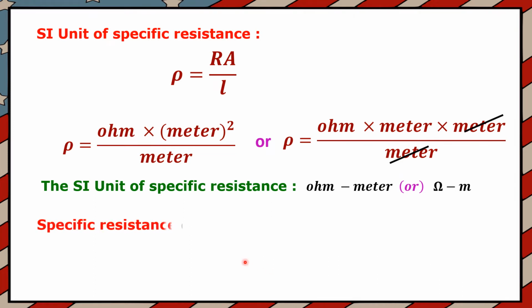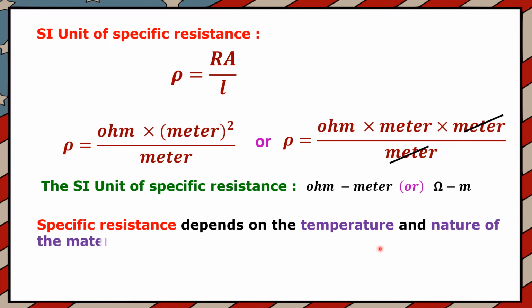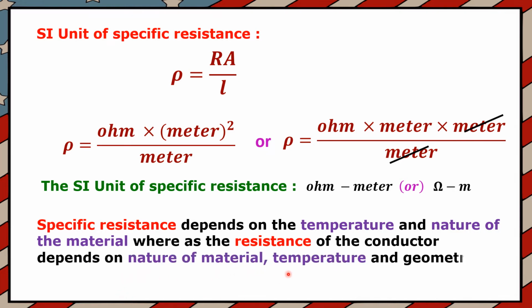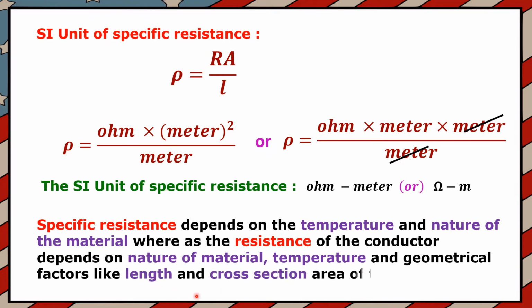And specific resistance depends on the temperature and nature of the material, whereas the resistance of the conductor depends on the nature of the material, temperature, and geometrical factors like length and cross-section area of the conductor.